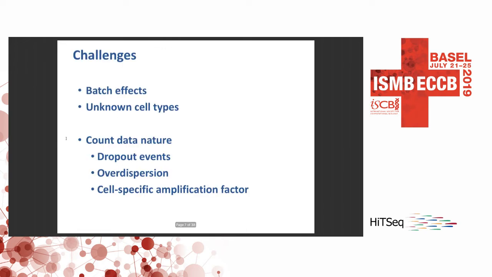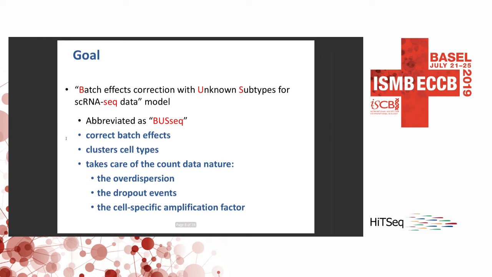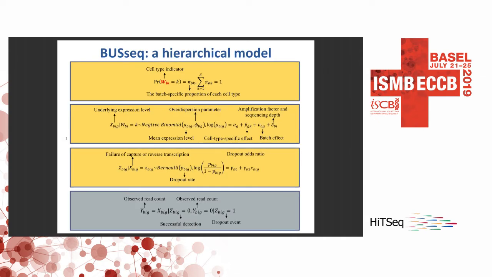In summary, when we try to analyze single-cell RNA sequencing experiments, we are facing severe batch effects, we don't know the cell types, and we have count data which suffer from dropout events, have larger overdispersion, and can also have a cell-specific amplification factor due to cell size or sequencing depth. Here we try to tackle all these problems at the same time, built upon our previous framework BUS. We call our method BUS-seq. The model is actually quite straightforward.